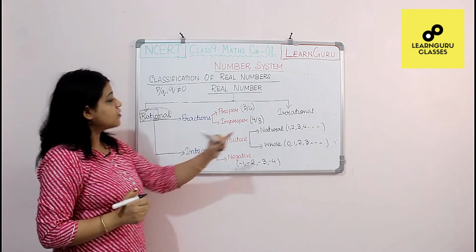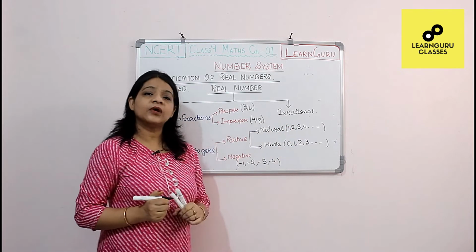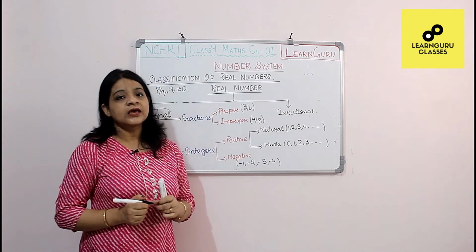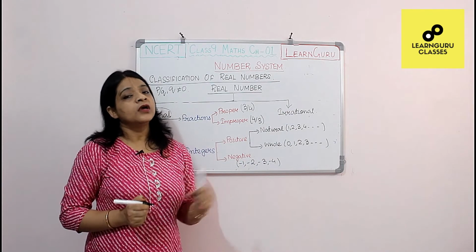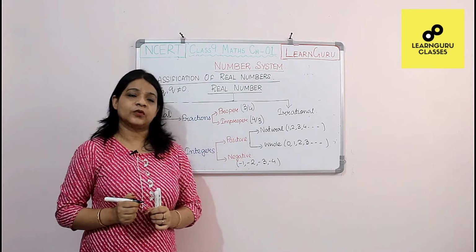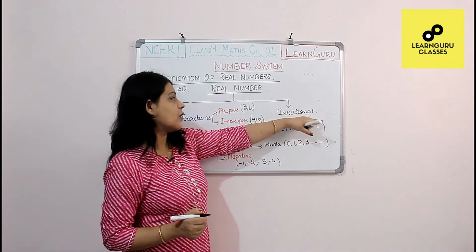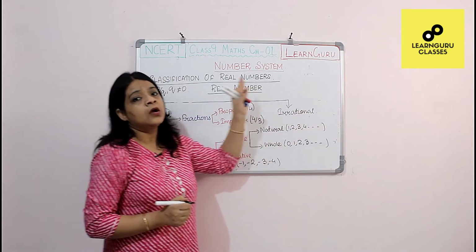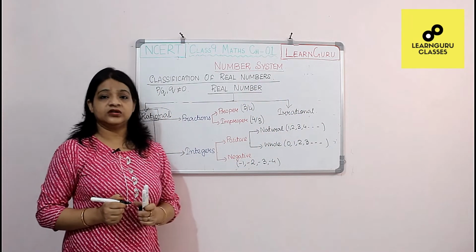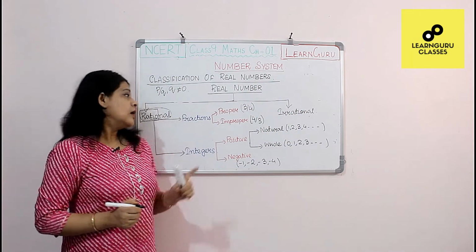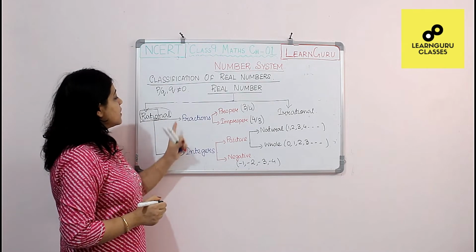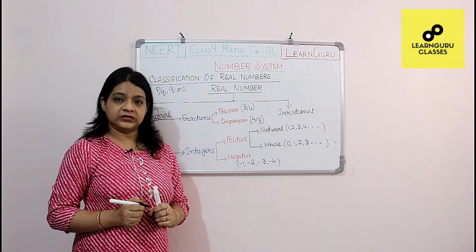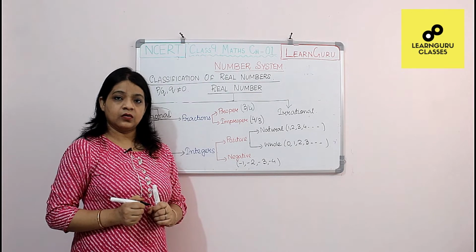Okay, so just the opposite of a rational number is an irrational number. Any number that cannot be expressed in the form of P by Q is called an irrational number. Now I'm not explaining irrational numbers. We will concentrate on rational numbers. Okay. Now a rational number is divided into fractions and integers.